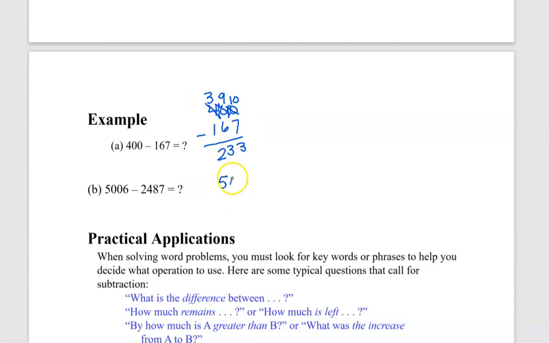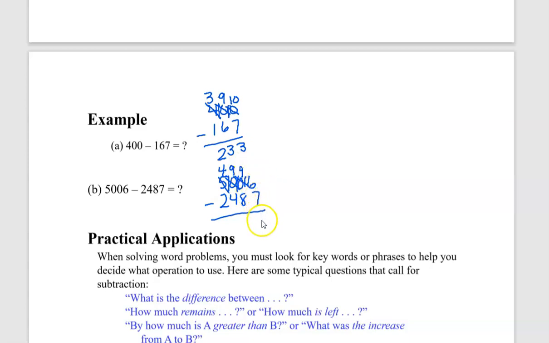Okay, so what happens when you've got 5,006 minus 2,487? Well, you can't do 6 minus 7. You can't borrow from this 0, and you can't borrow from this 0, so you're going to go all the way back here to the 5, make it a 4, which is going to make this be a 10. Now I can borrow from the 10 and make this a 9. And that's going to make this a 10. Now I can borrow from this 10 and make this a 9, which is going to make this be 16.